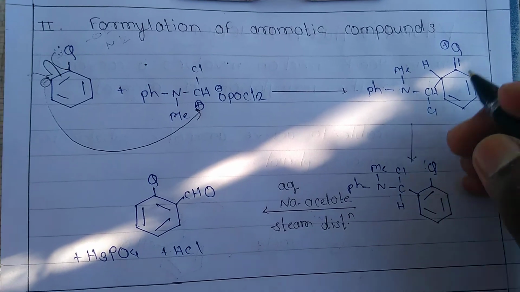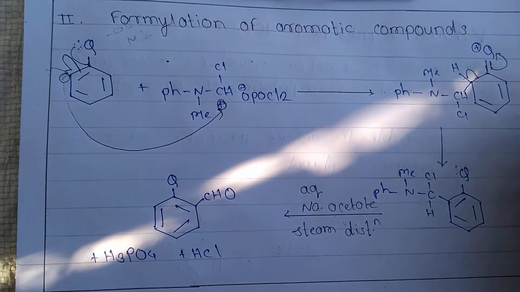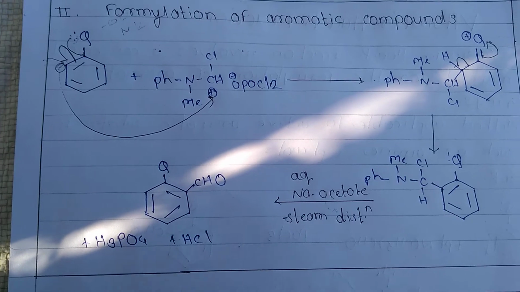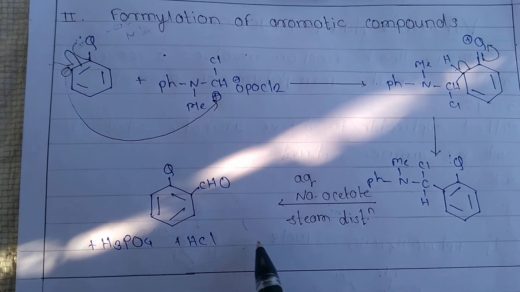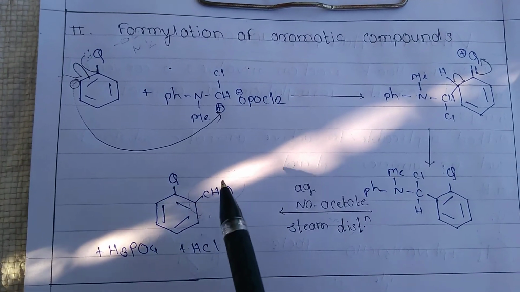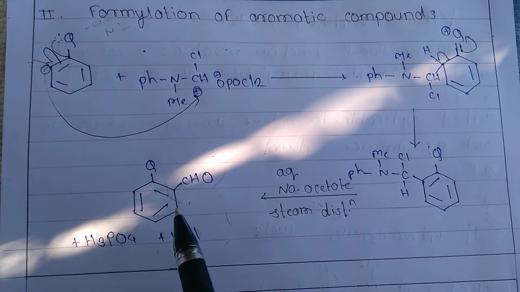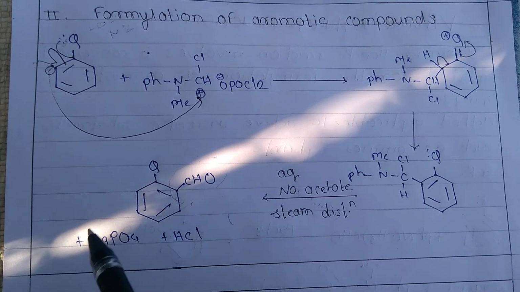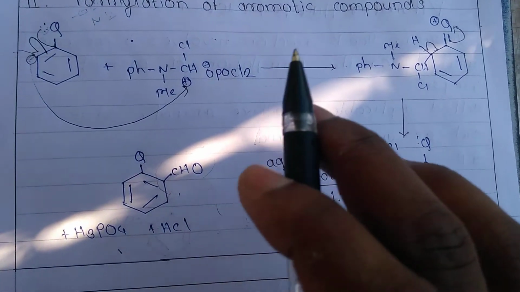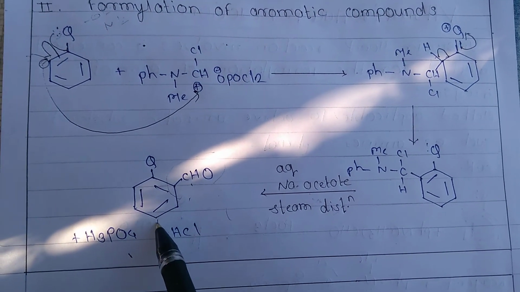So further aromatization takes place like this. Here aromatization takes place, and the formation of these, and in the presence of aqueous sodium acetate and steam distillation, hydrolysis takes place, and here the formyl group is attached at the ortho position. It may be attached to the para position also. And formation of H3PO4 plus HCl. Phenolic ethers and dialkyl anilines are smoothly formylated at ortho and para positions.